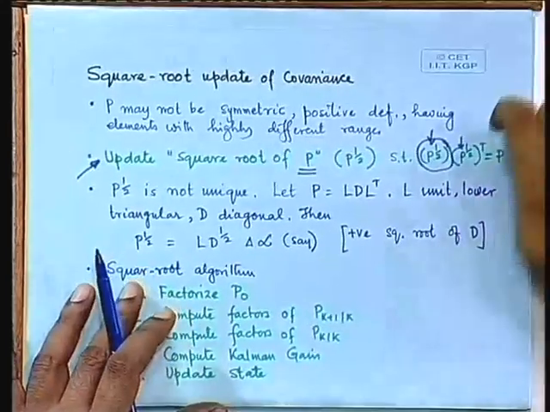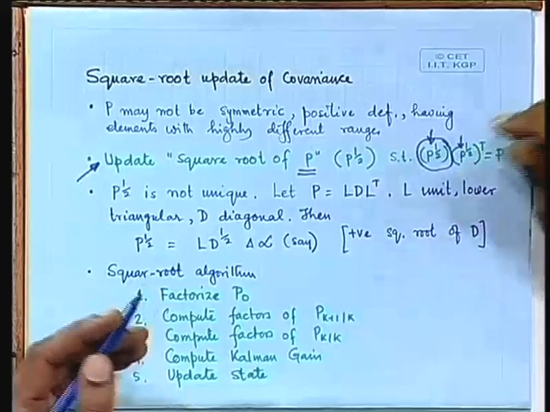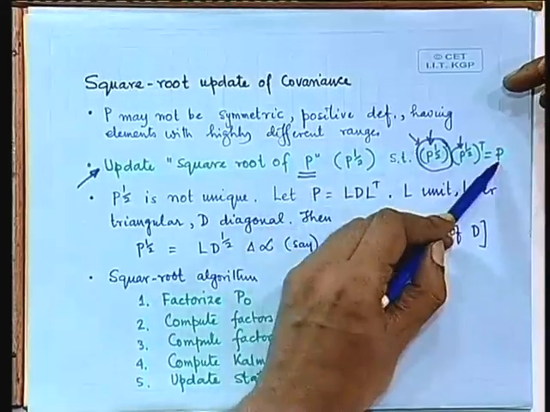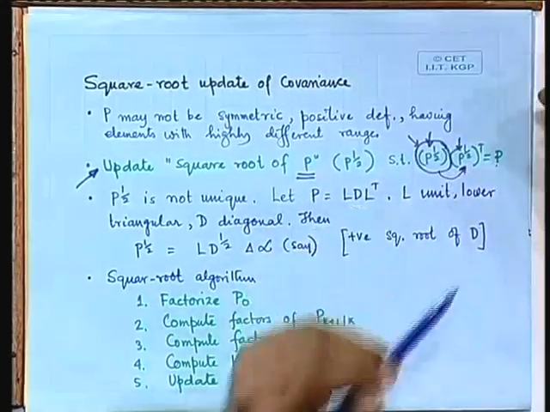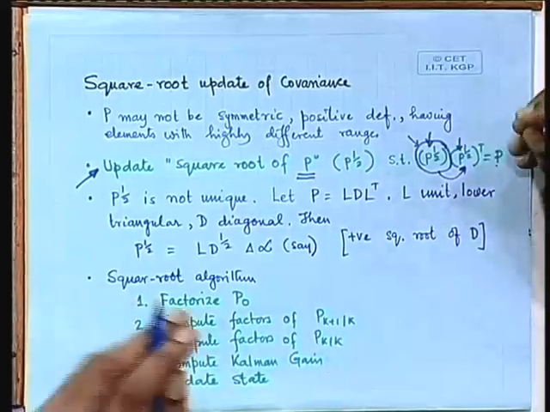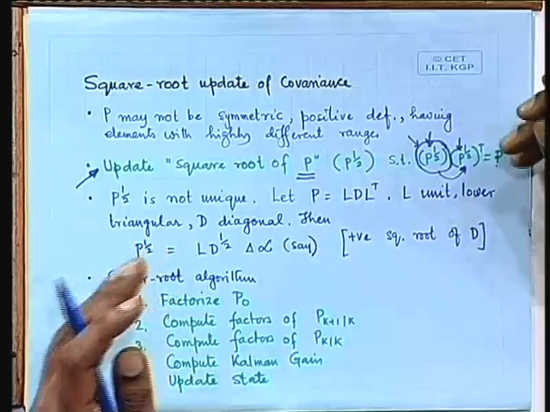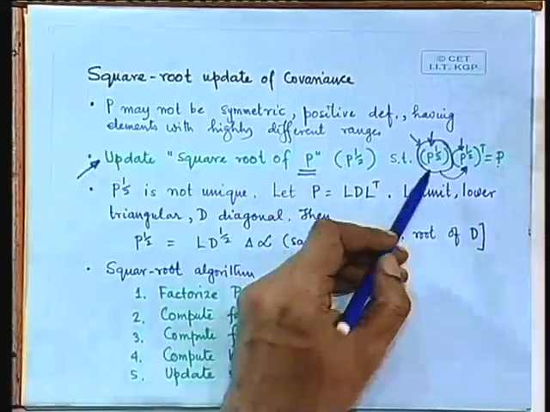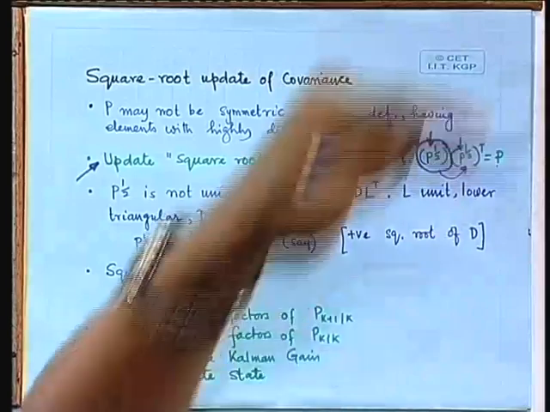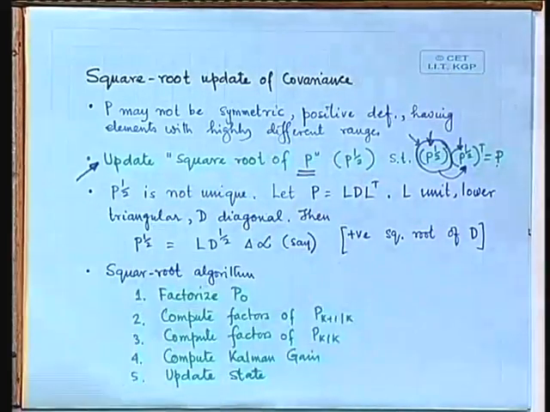It cannot become otherwise due to updating, because I am updating this and then whenever I need P, I am just multiplying a matrix by its transpose. So it must be positive definite, must be symmetric, because whatever truncation takes place, it takes place equally in the symmetric elements. So the matrix will remain symmetric.